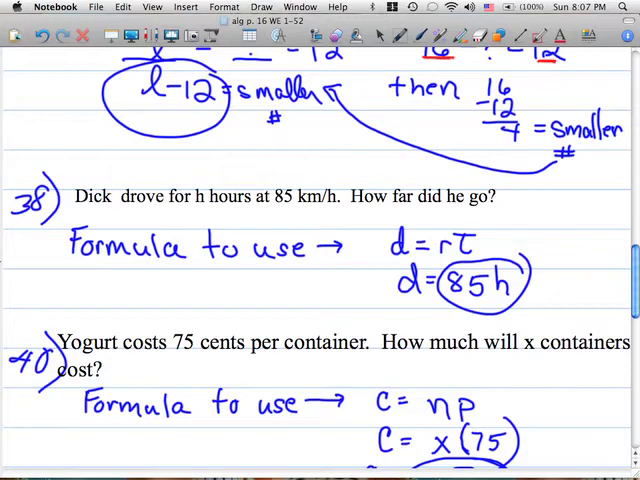And then you put D equals the rate 85, and H represents the hours that he went, so it's 85H.